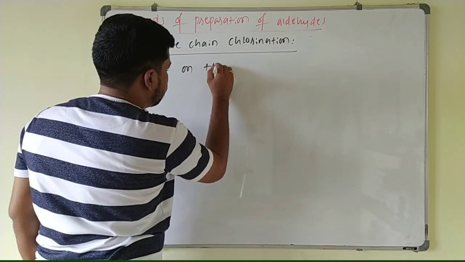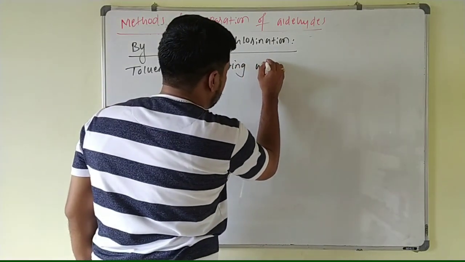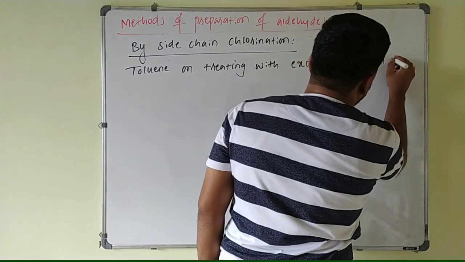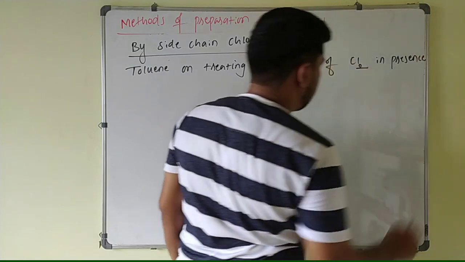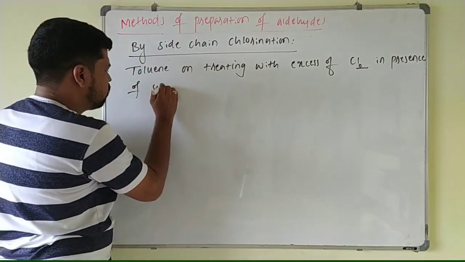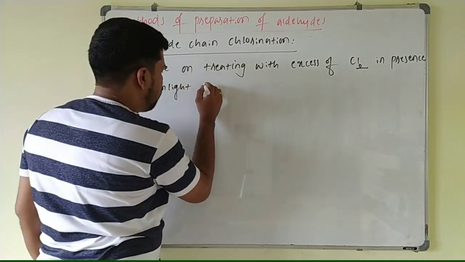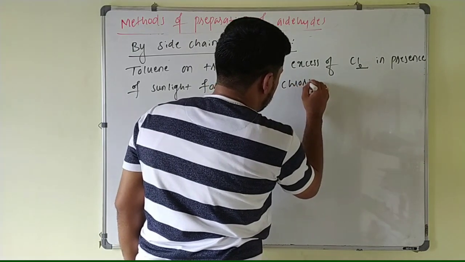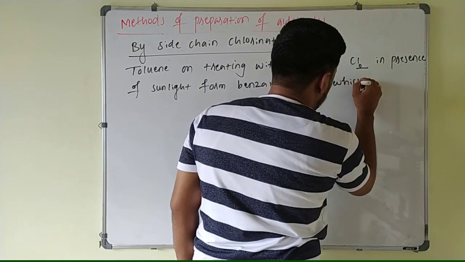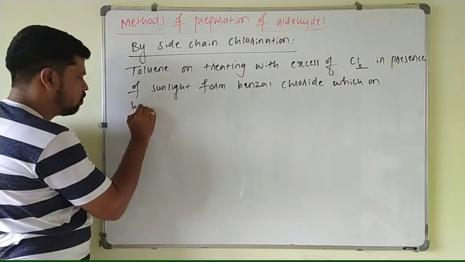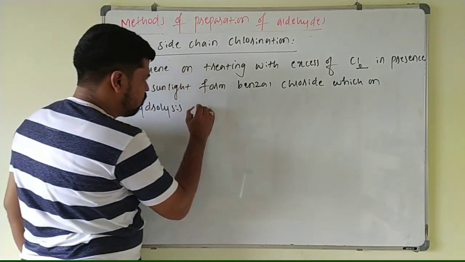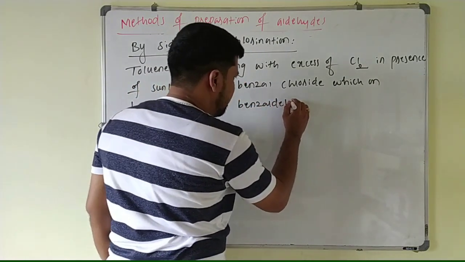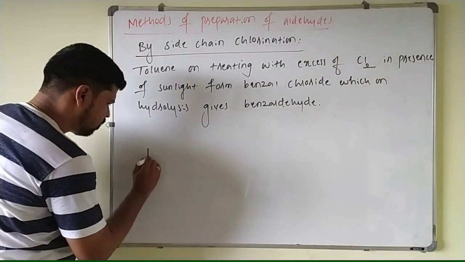So toluene on treating with excess of chlorine in presence of sunlight forms benzyl chloride, which on hydrolysis gives benzaldehyde.